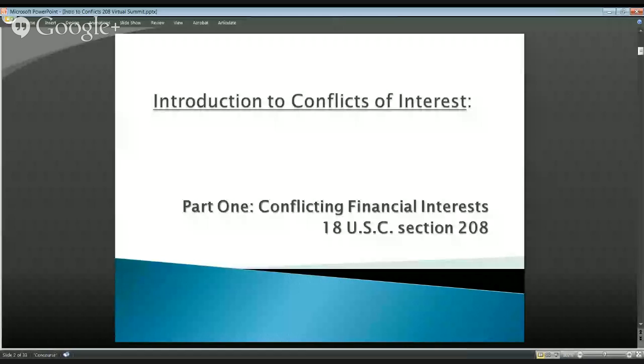So here we go. We're in Part 1 of 18 U.S.C. Section 208, and we're going to be discussing conflicting financial interest. That's the concept that the statute deals with. It's the prohibition. We have a prohibition on participation in government matters where an employee has a financial interest. And we're going to take the general text of the statute today, and we're going to dissect it and look at each of the elements.